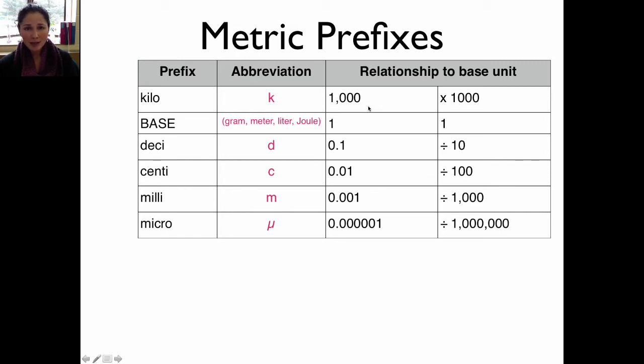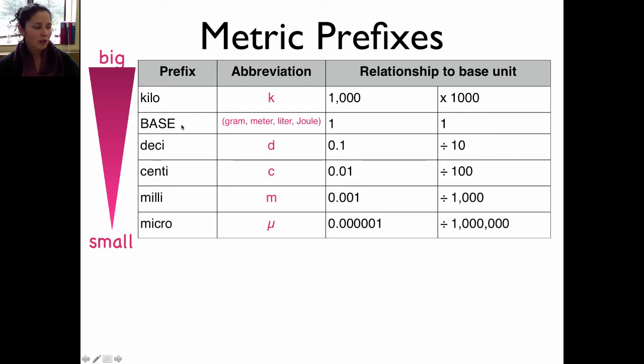Now this chart can be a little bit confusing. Please realize that it's organized from the biggest units to the smallest units. So a kilogram is bigger than a gram, or a kilometer is bigger than a meter. On the other hand, a decimeter or decigram is smaller than the base unit. Keep this in mind as you answer the first two questions on your activity.